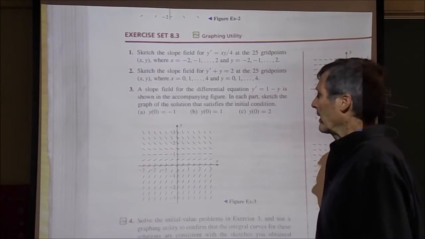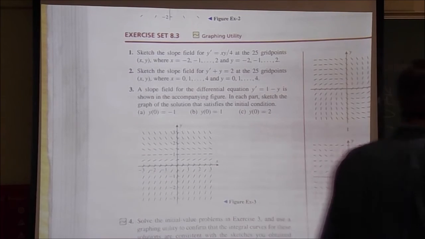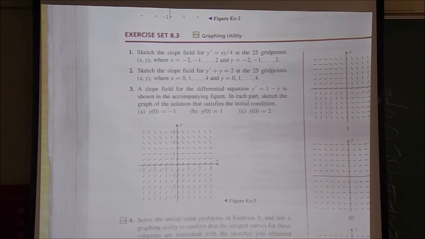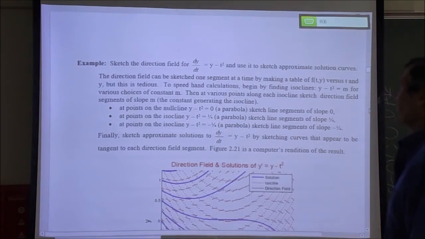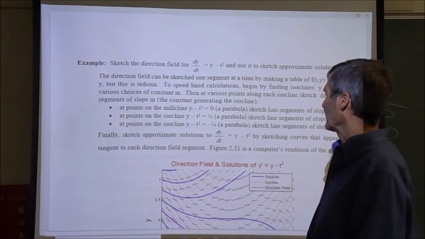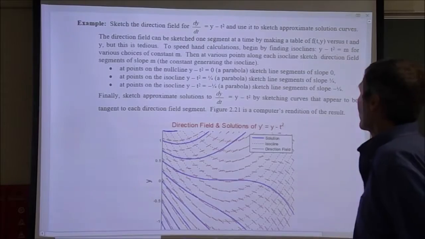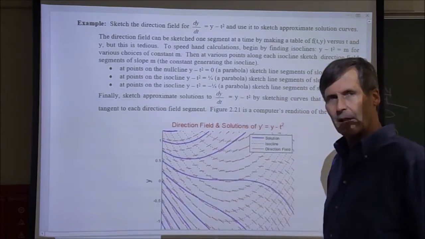All right, well, let's carry this a little further. Sometimes these direction fields are very difficult to draw. Suppose I want to sketch the direction field for dy dt equals y minus t squared, and use it to sketch the approximate solution curves. Not so terrifically easy, right? Well, you could be all day drawing all these little line segments. I'll let a computer draw those.